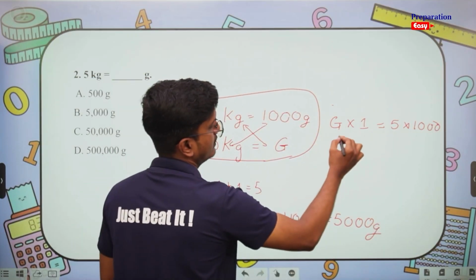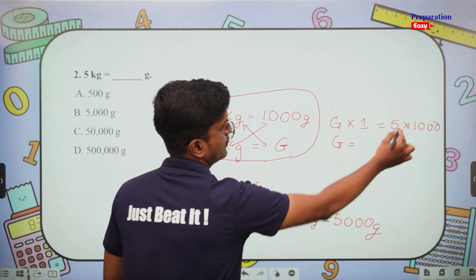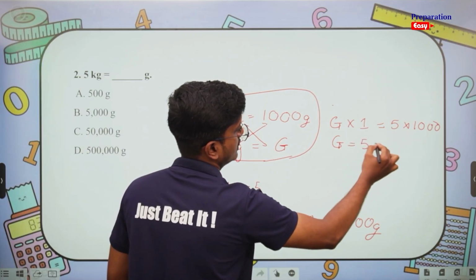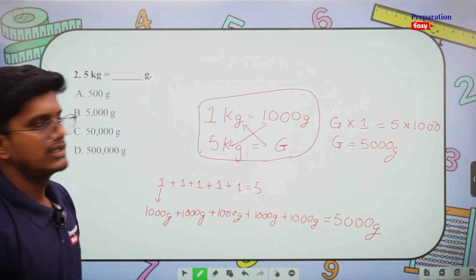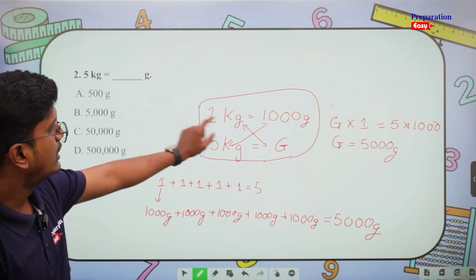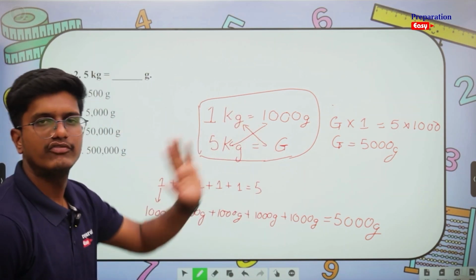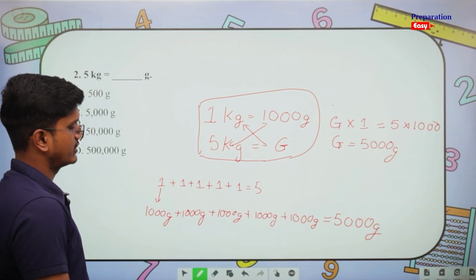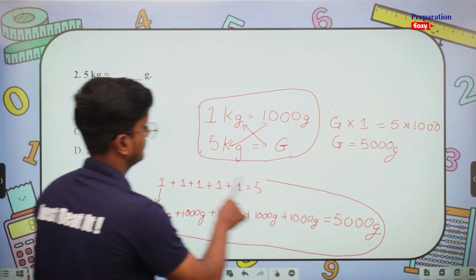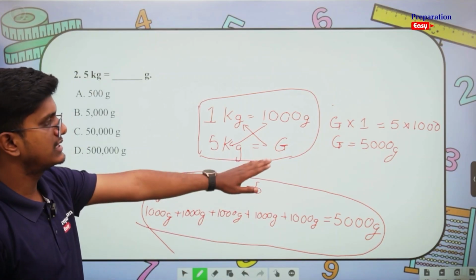So g into 1 will be g, and this will be 5 into 1, which is 5000 grams, right? So the simplest form we can keep, 1 is 1000, so 5 will be 5000, right? This is the simplest form. 5 will be 5000. So this process is going to take time, but this is the easiest way.